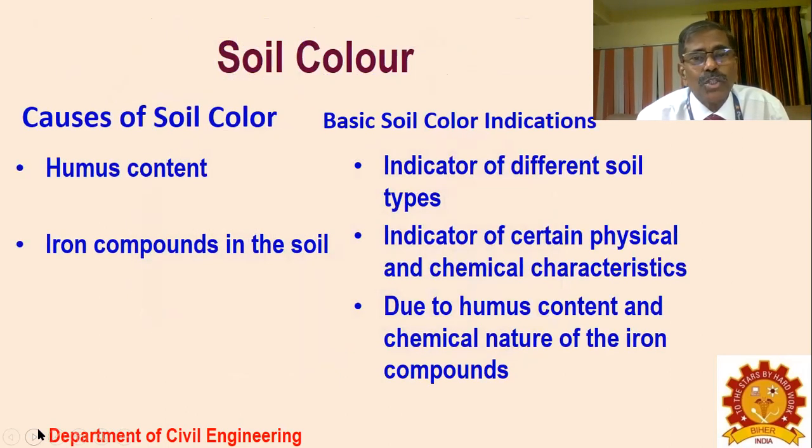Soil color is an indicator of the different soil types, and the iron compound in the soil is the major indicator for the soil color. Certain physical and chemical characters are due to humus content and the chemical nature of the iron compound. These are all given by various authors when we collected the materials.